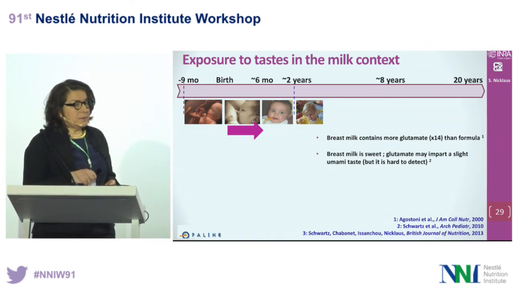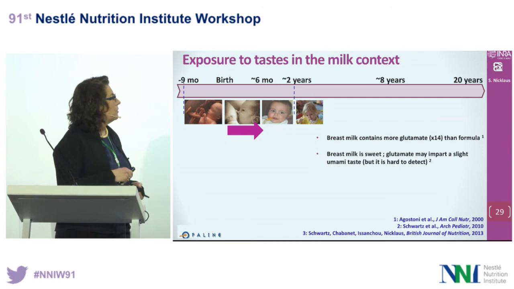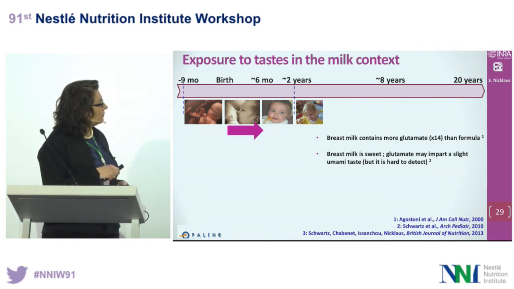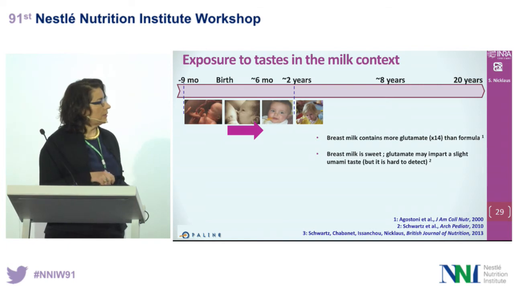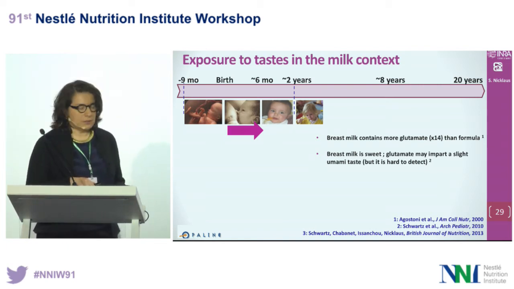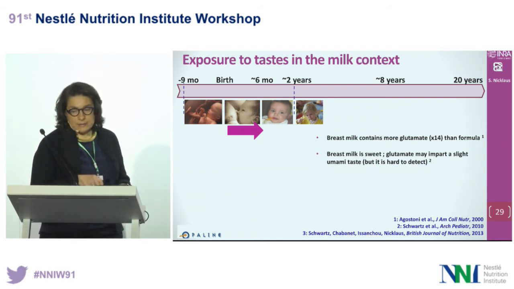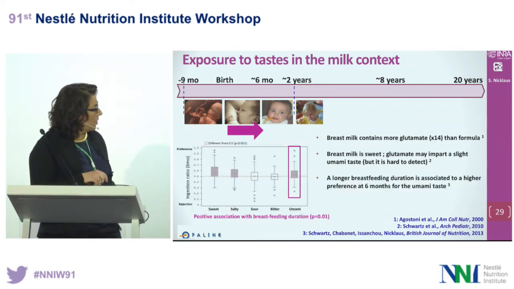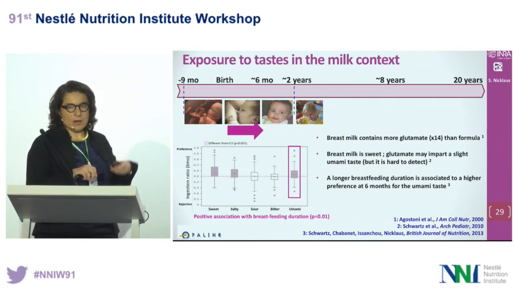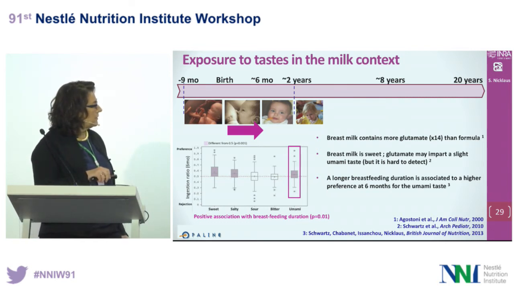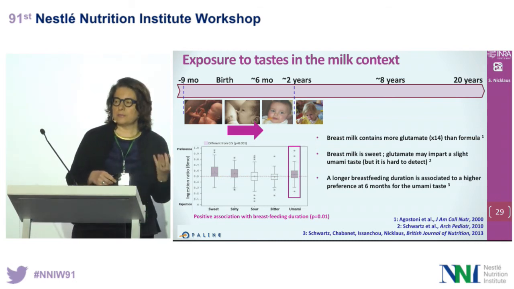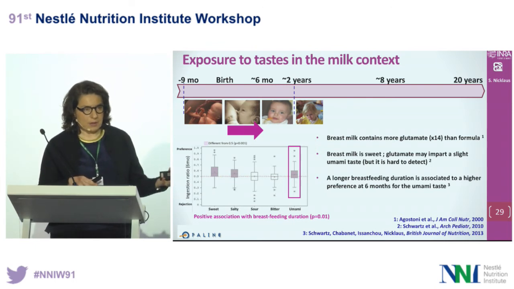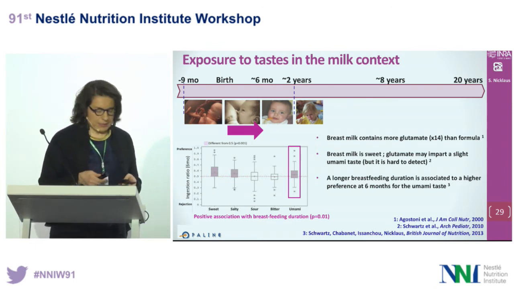Concerning exposure to taste in the milk feeding context, in our Opaline cohort, we looked at the impact of exposure to breast milk. We know that breast milk contains more glutamate than formula milk. In fact, it's 14-fold higher concentration in glutamate. We also know that breast milk is sweet, but glutamate may impart a slightly umami taste in the milk. And we found that a longer breastfeeding duration was associated to a higher preference at the age of 6 months for the umami taste measured, as I explained previously. So this positive association, we interpret it in relation to the longer exposure to glutamate-containing milk, and that's triggering a higher acceptance for the umami flavor.